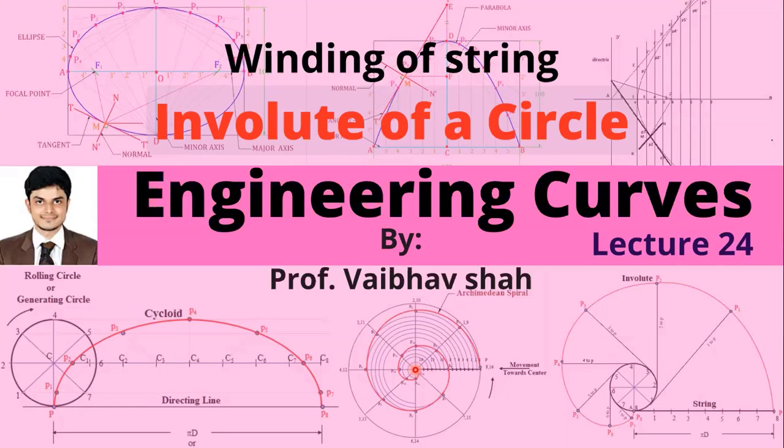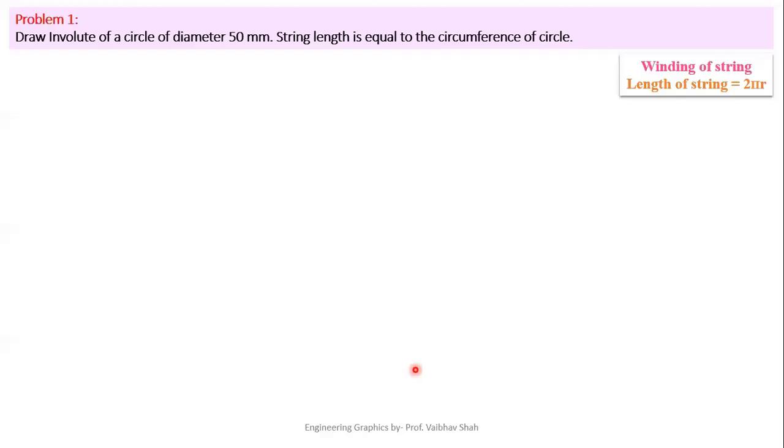Let us start with one of the problems. Problem 1. Draw involute of a circle of diameter 50 mm. String length is equal to the circumference of a circle. So here we are learning the first condition in which the length of string is exactly equal to the circumference of circle.